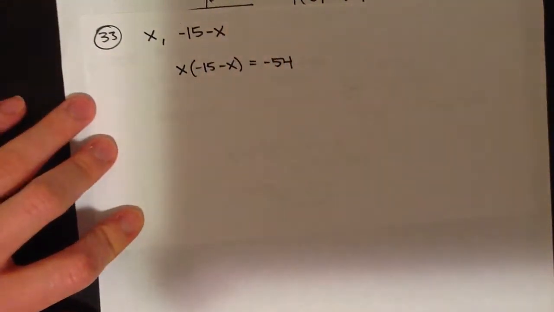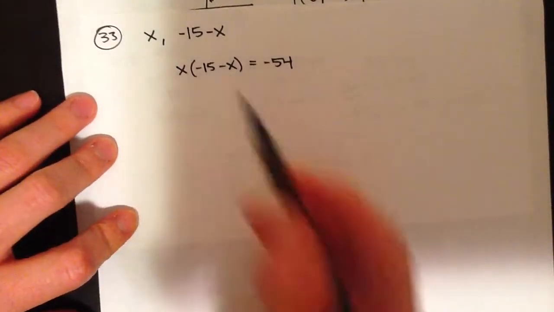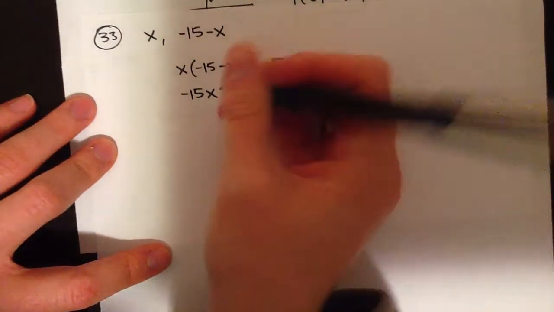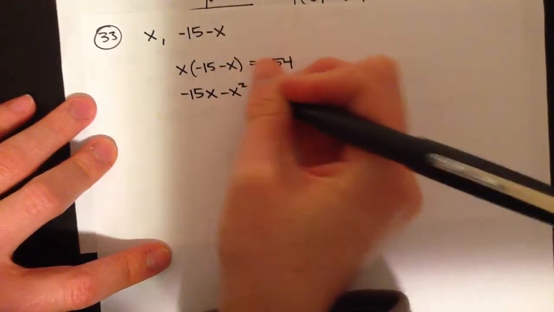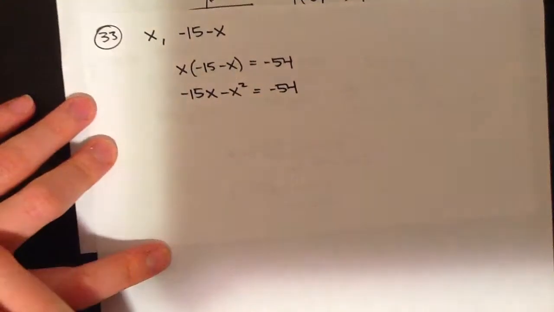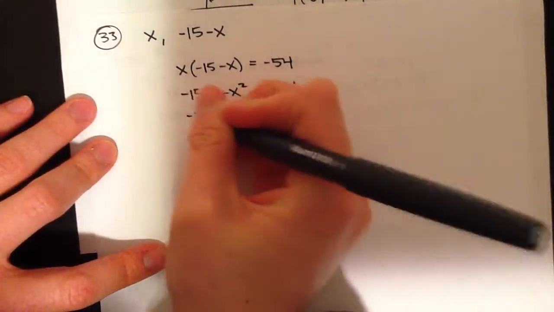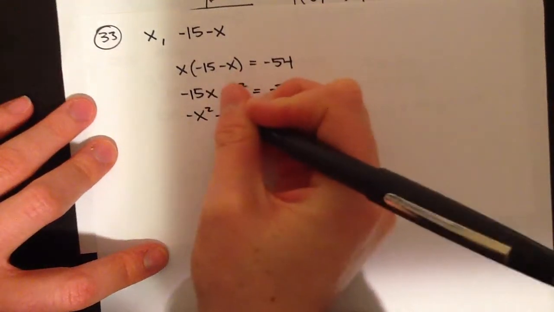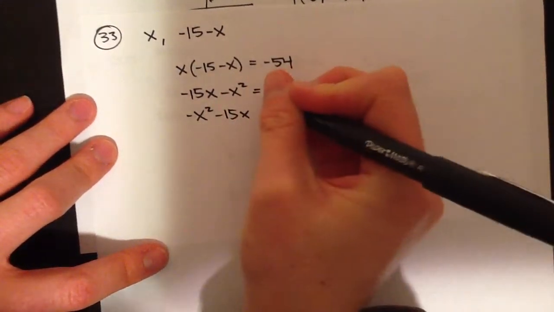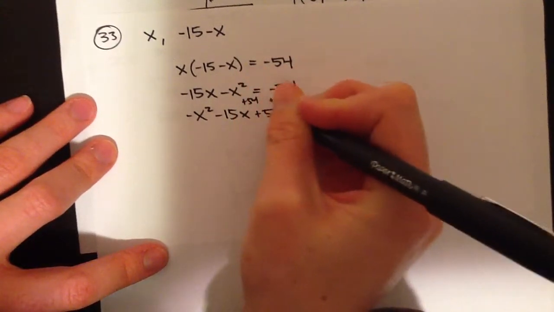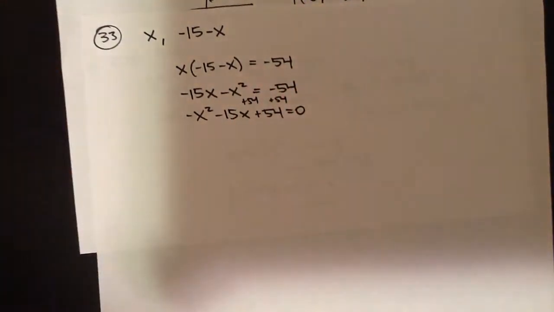So just like we did in the notes, we're going to clean this up a little bit, first by distributing the x. So we distribute the x, we get a negative 15x minus x squared equals a negative 54, and then we're going to get this into standard form, which first of all just involves rearranging these two, because we're used to seeing the x squared term first, then the x term, and then we are going to add the 54 to both sides, so that we can get it into standard form, because remember from yesterday, standard form means that you have 0 on one side.